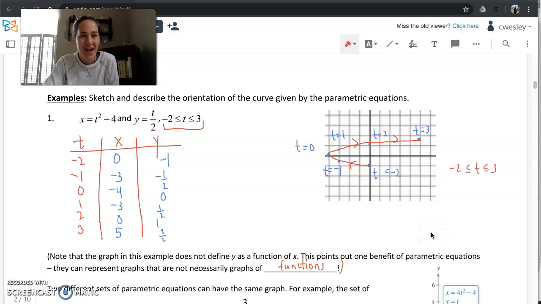Welcome back. We are back on page 2 of the parametric packet, day 1 still, but this topic is just too good not to do a couple more examples as we're learning how to graph these equations.